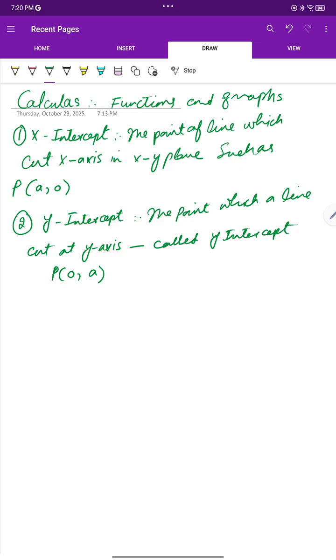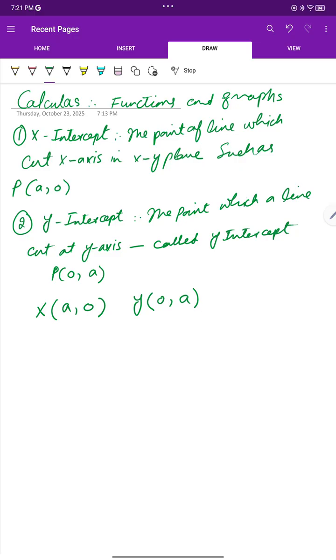The point of a line which cuts the x-axis in the xy plane, such as point a, 0, is called the x-intercept. Number two is the y-intercept. The point at which a line cuts the y-axis is called the y-intercept. So we can write down the x-intercept like a, 0, and the y-intercept like 0, a.